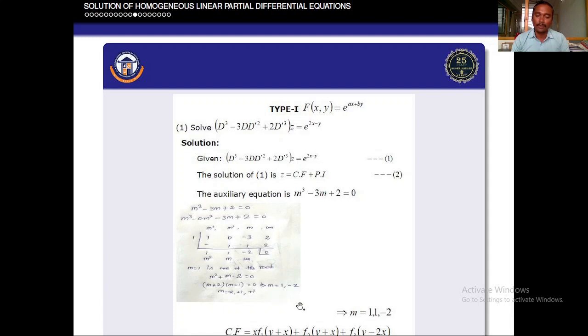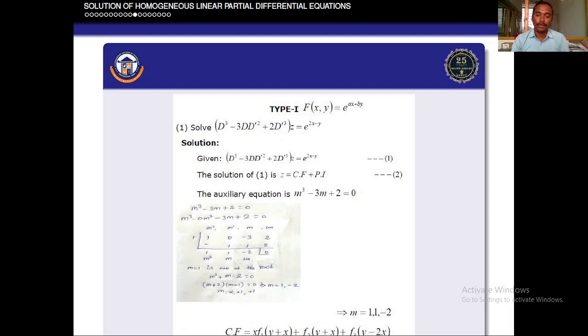The roots are 1, 1, minus 2. Two root values are equal and one is different from the others. So use x into form. So the complementary function is x into f1 of y plus x plus f2 of y plus x, for the different value f3 of y minus 2x.